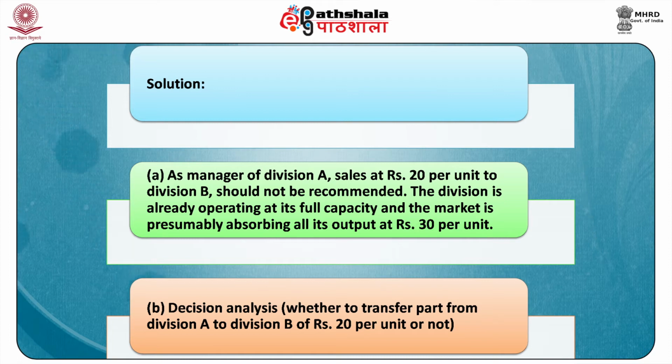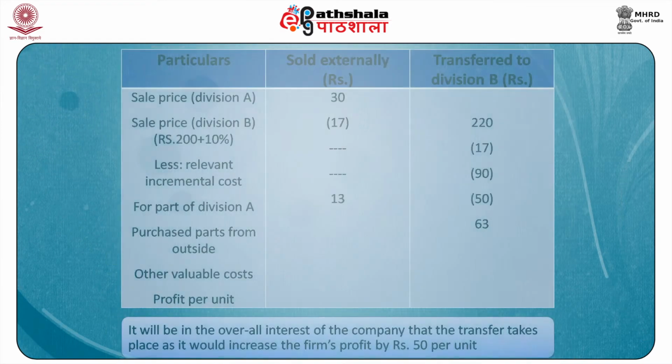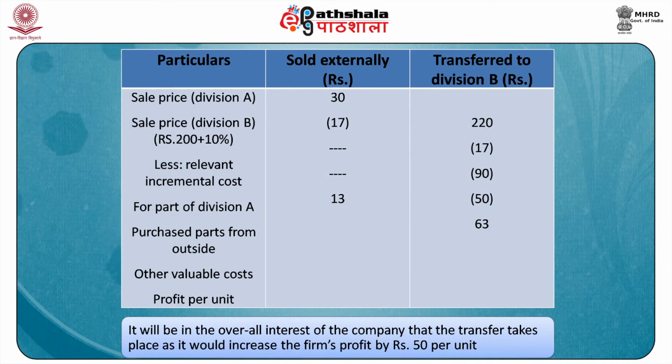B. Decision analysis whether to transfer part from Division A to Division B at Rs 20 per unit or not. The particulars are: sale price of Division A, which is sold externally, Rs 30. The sale price for Division B is Rs 200 plus 10%, which is Rs 220, less the relevant incremental cost, which is for part of Division A Rs 17 and for B it is 17. Purchase of parts from outside is 0 in case of sold externally.